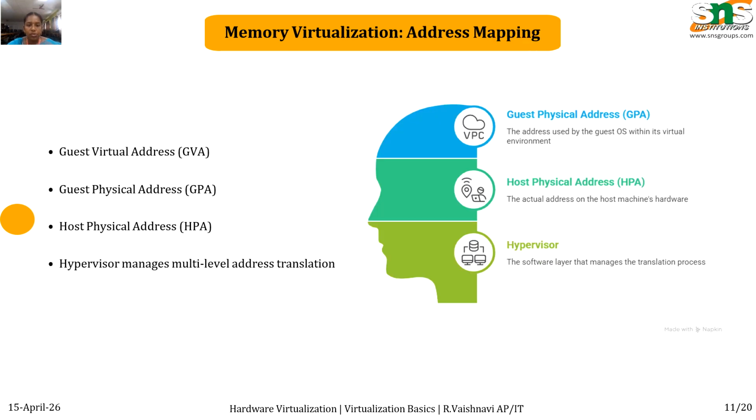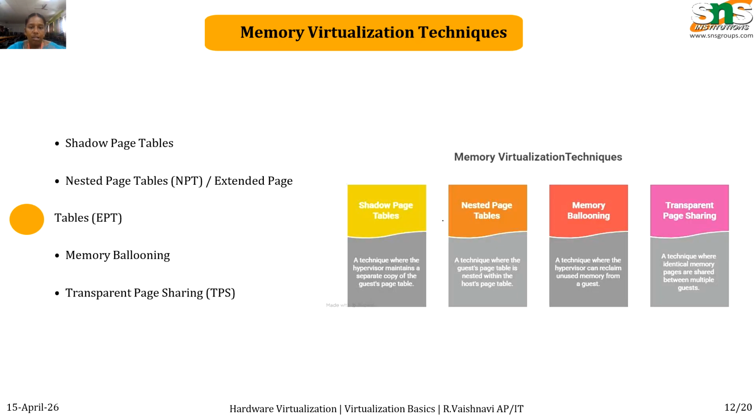Next one, memory virtualization, that is address mapping. Here we have three addresses. That is guest virtual addresses, guest physical addresses, and the host physical addresses. Here the hypervisor manages the multi-level address translations.